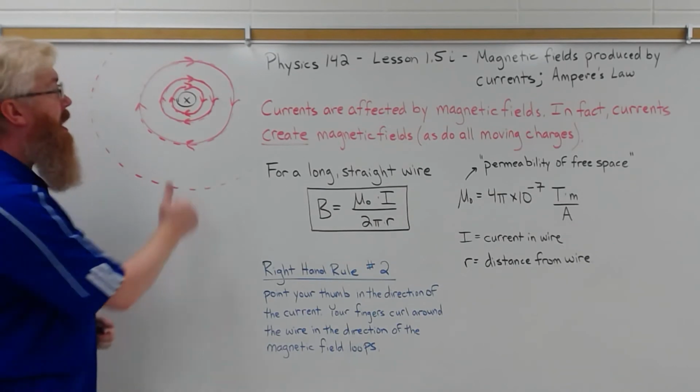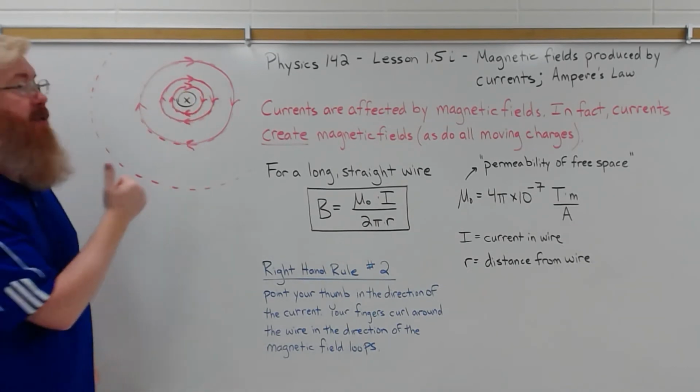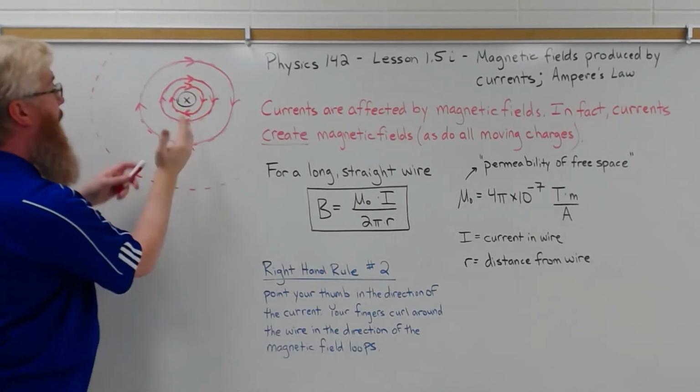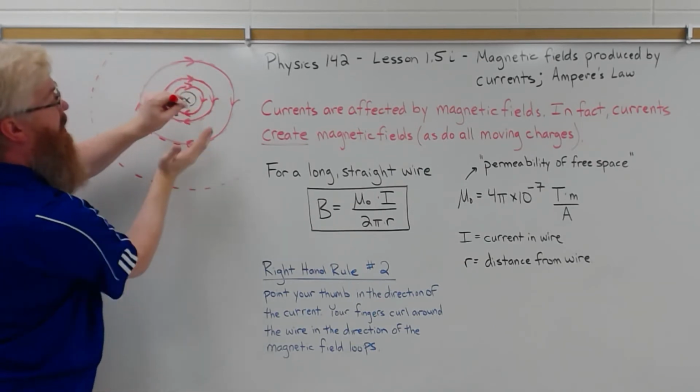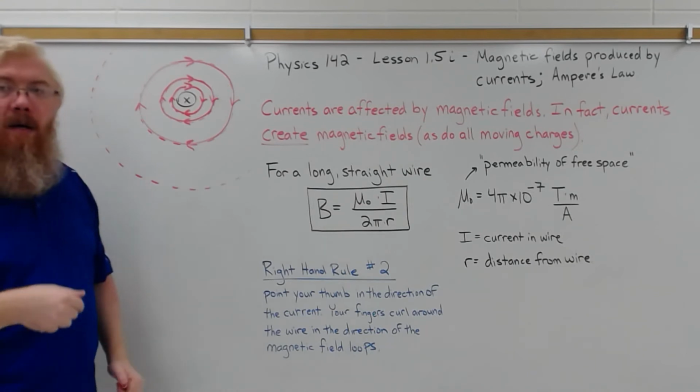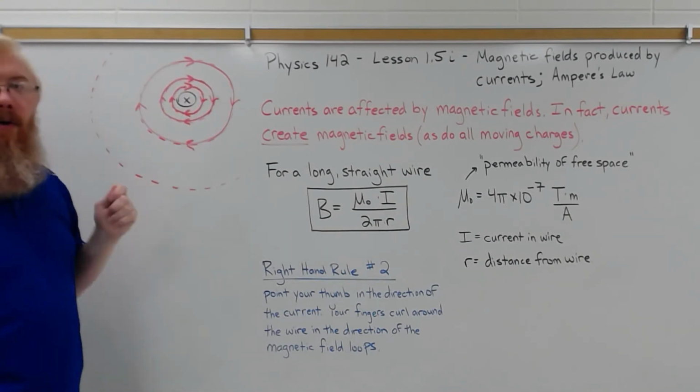If the current is coming out of the board, if I switch the direction of the current, then when I grab the wire, current is going this way, my fingers go around counterclockwise. So the direction of the magnetic field will be counterclockwise.